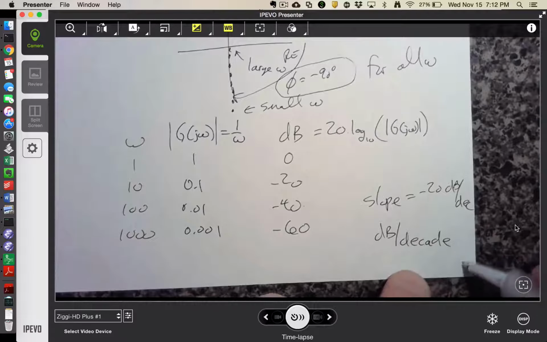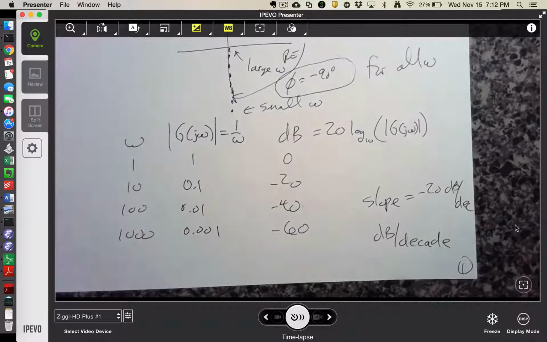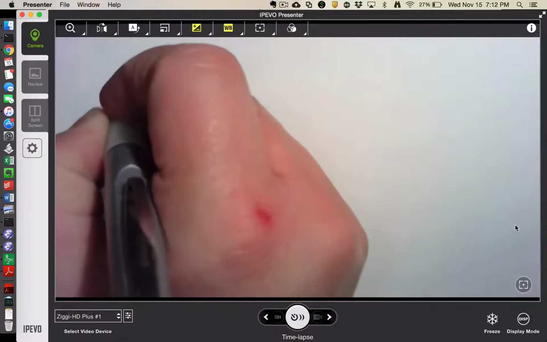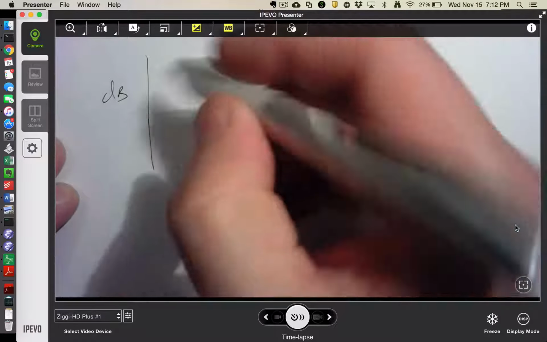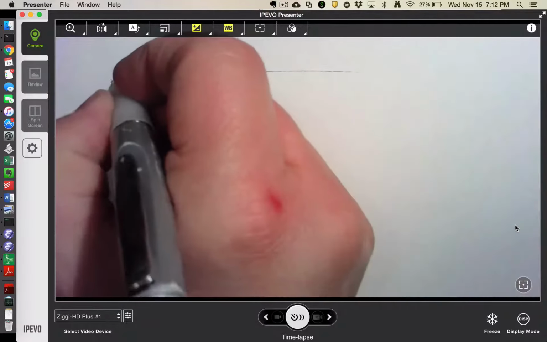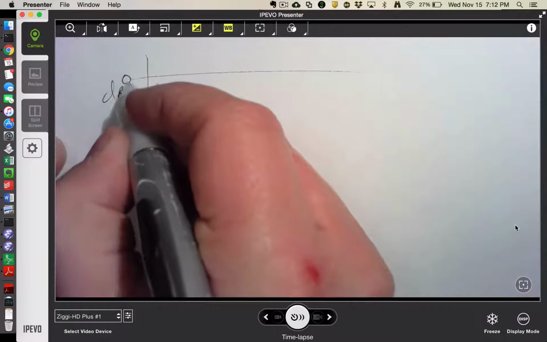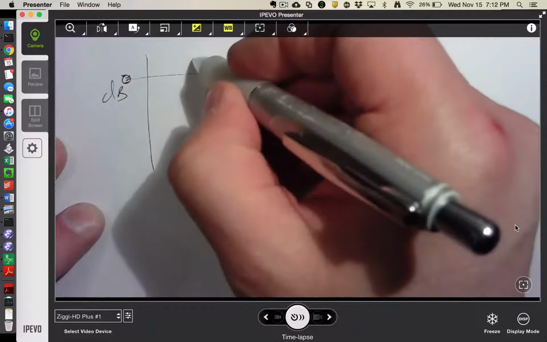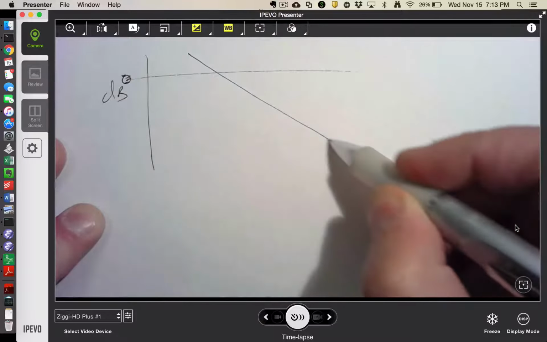So at that point, I would say that we're ready to sketch the Bode plot for a pure integrator. And what we're saying is that if we had a dB magnitude that started at, well, it's not really going to start at 0. It's going to have a slope, wherever it starts, of minus 20 dB per decade.